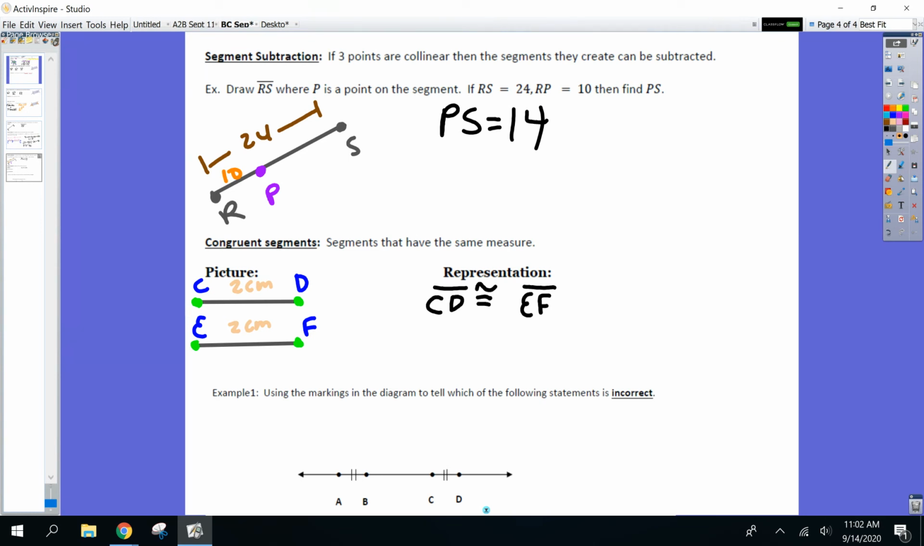Okay? But wait, we're going to have a problem. Very rarely will we tell you the lengths. Very rarely are you going to be given those lengths. So how am I going to know they're congruent? Because you do not assume that they are. So what will be on those line segments that says they are congruent? You will see what's called hash marks on them.